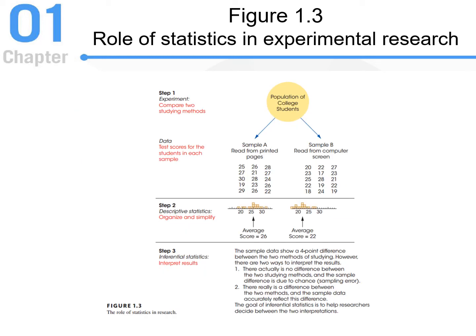So this is how they would do research. You would gather, based on the population of college students, which is a huge population, a couple of samples. And you have sample A, they have to read from a printed page. Sample B has to read from a computer screen. And then we test them on some variable. I don't know what they're testing them on. And then we look at their scores and we see the average of sample A is 26 and the average of sample B is 22.